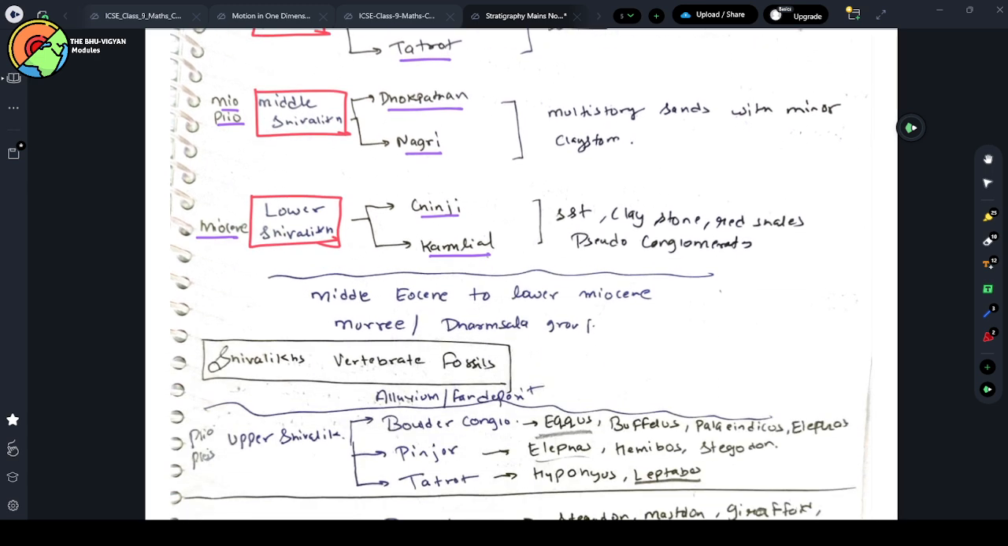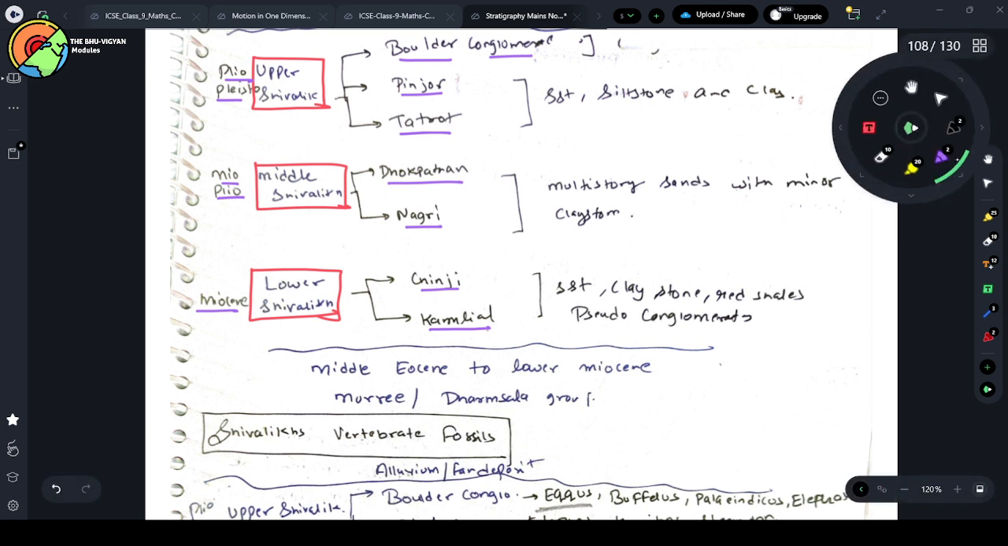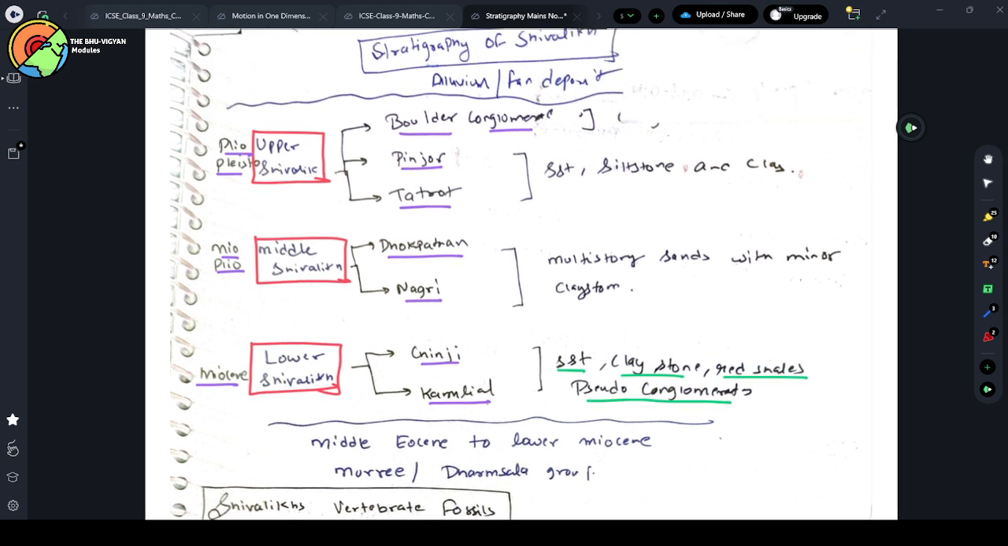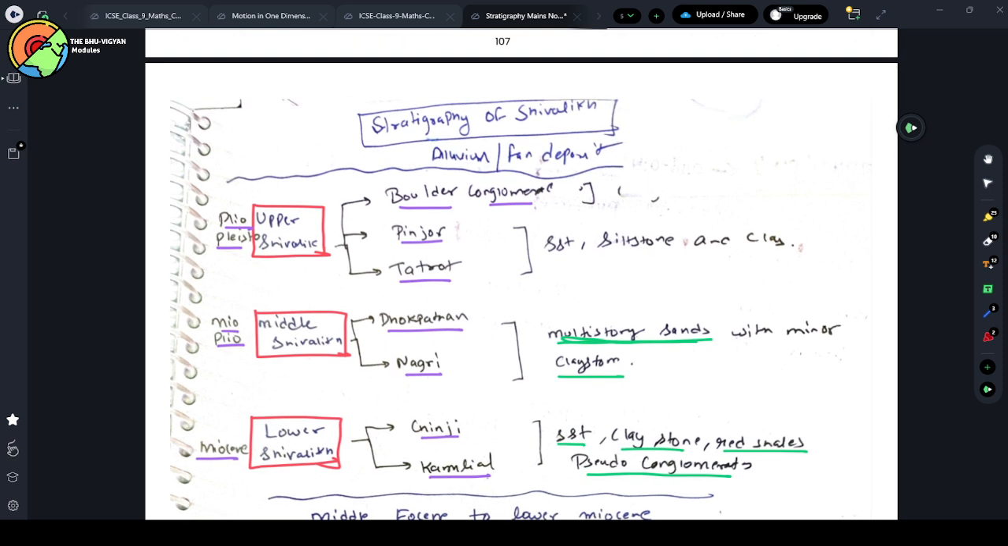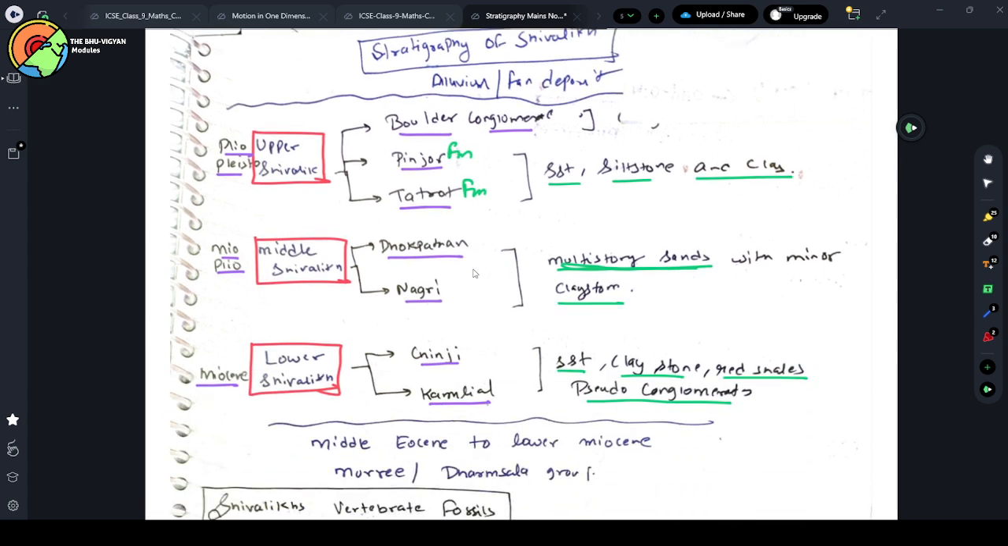Okay. Now if we discuss the lithology of this, Kamlial and Chinji basically contain sandstone, claystone, red shales, and pseudo conglomerates. Nagri and Dok Pathan contain multi-story sands. This is important. It contains multi-story sands, and this Dok Pathan is more than 90% sandstone only, with minor claystone. Now in the upper Shivalik we have Tatrot formation, Pinjore formation, and boulder conglomerates, which is basically sandstone, siltstone, and some clays are present in that. Okay, and in the top we have boulder conglomerate.